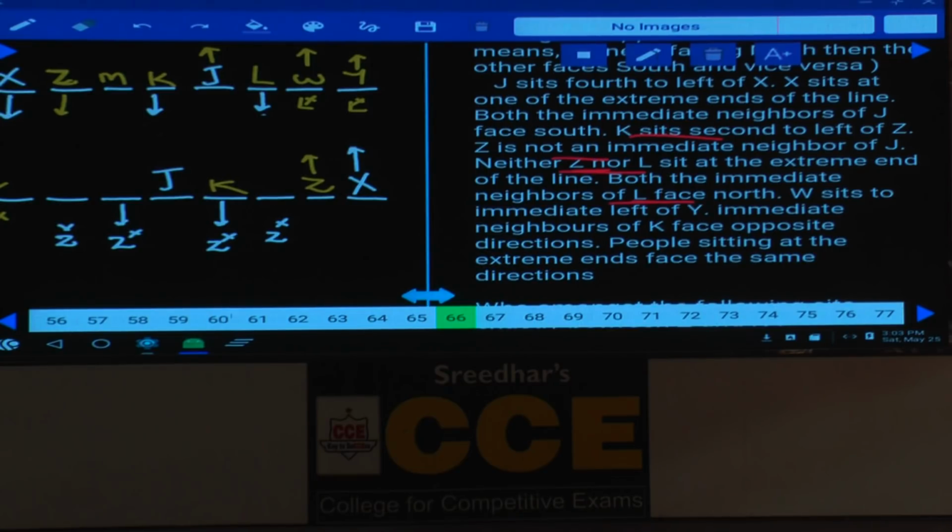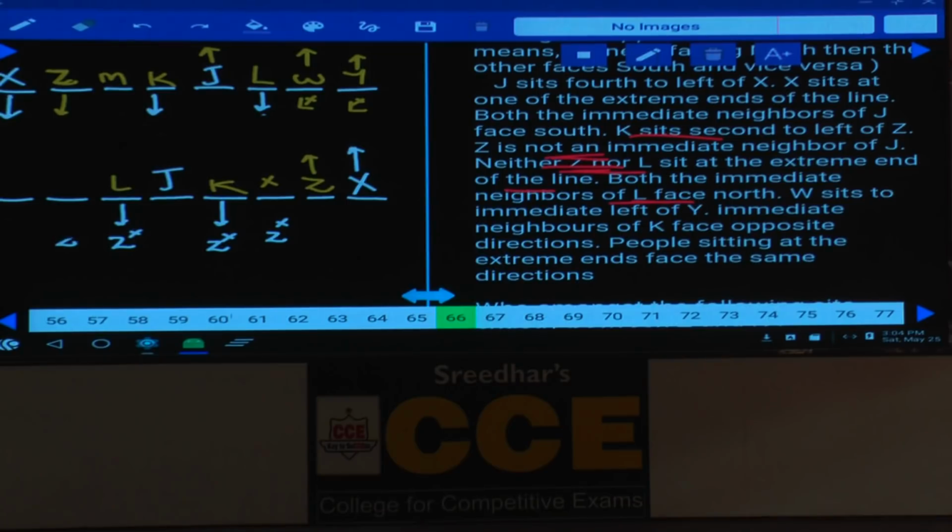Then coming to condition number 2: Z is not an immediate neighbor of J, neither Z nor L sits at the extreme ends of the line, and both the immediate neighbors of L face north. That means L cannot be here, L cannot be here, and L must be here. If L is here, both the immediate neighbors of L are facing towards north.